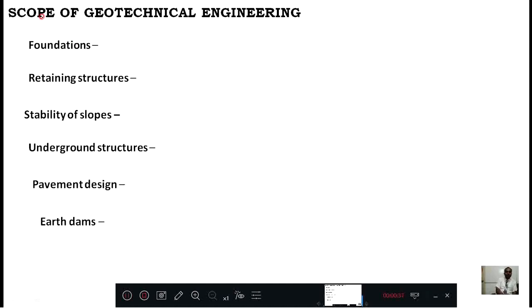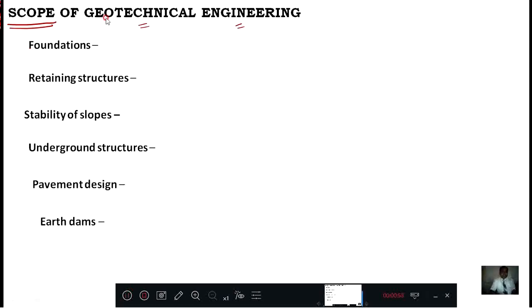This scope means how broad this concept is, and in which places in civil engineering we are using all these geotechnical engineering concepts. That we are going to study in the scope of geotechnical engineering.